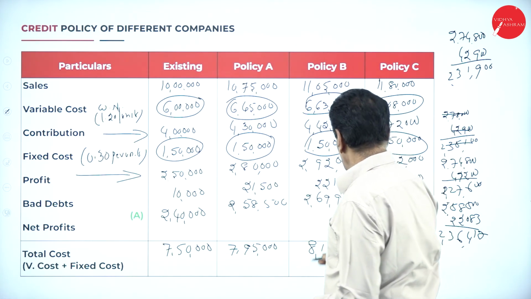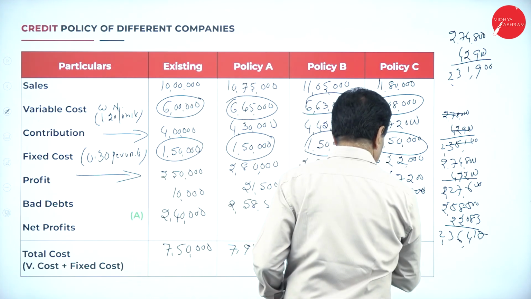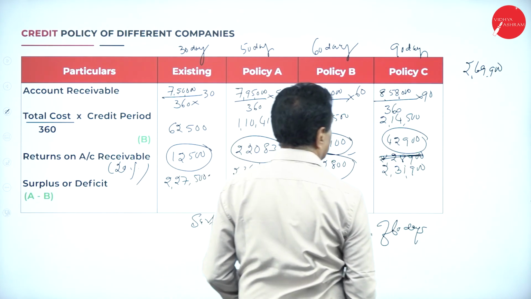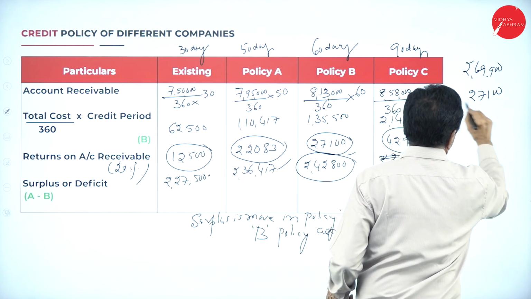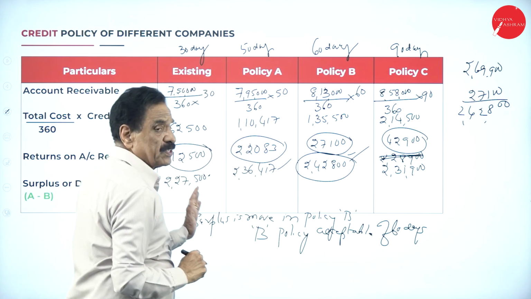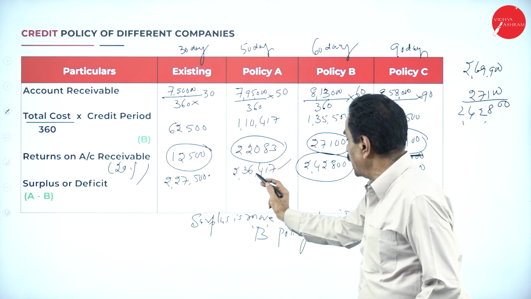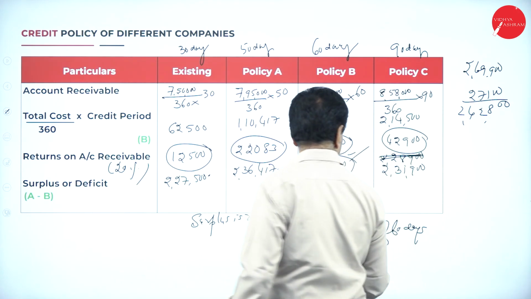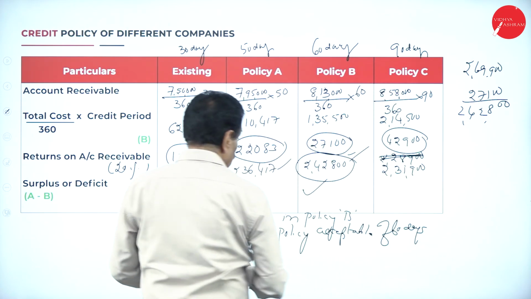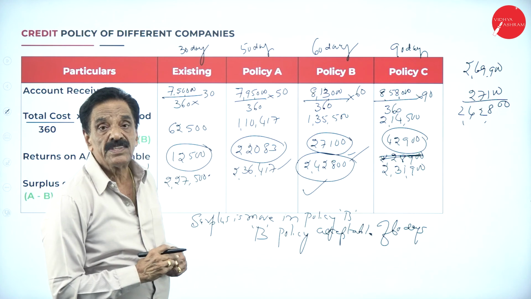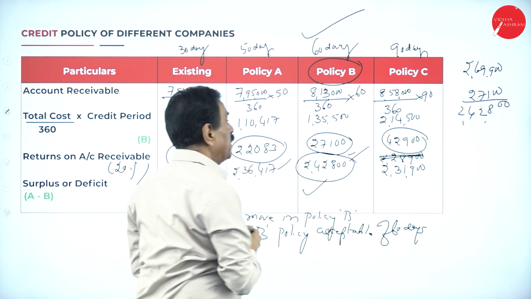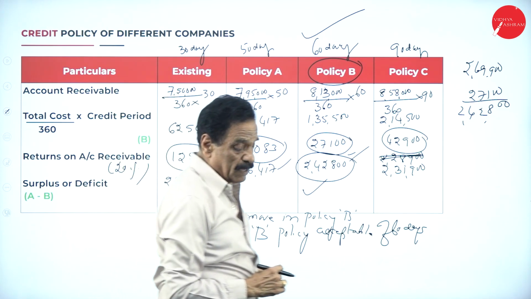Then last one, you can check this also. 2,69,900 net profit. Return expected 27,100. This is correct. So among them, first existing is how much? 2,27,500. Second one, 2,36,417. Then 2,42,800, 2,31,900. Which is the highest one? Policy B. Surplus is more in policy B. So policy B of 60 days is acceptable, having more profit here, 2,42,800.